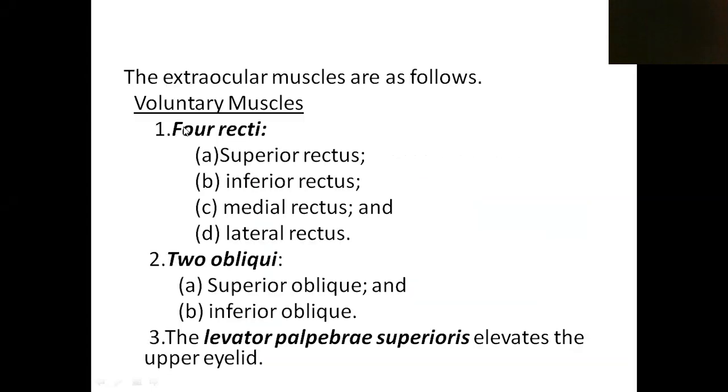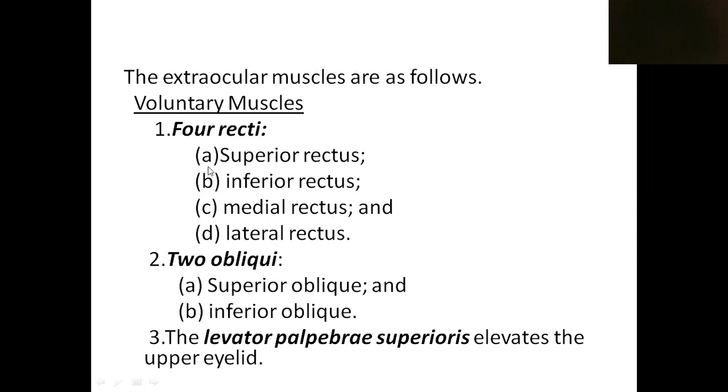What are the extraocular muscles? These extraocular muscles are classified into two categories: voluntary muscles and involuntary muscles. First, voluntary muscles. What are the voluntary muscles? We have four recti muscles. Rectus means straight, so four straight muscles. What are they? Superior rectus, inferior rectus, medial rectus, lateral rectus. Then two oblique muscles: superior oblique and inferior oblique. So four straight muscles and two oblique muscles.